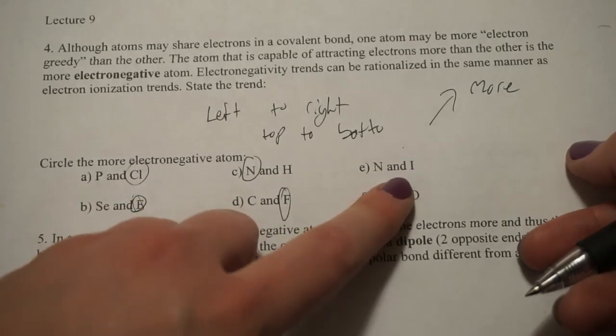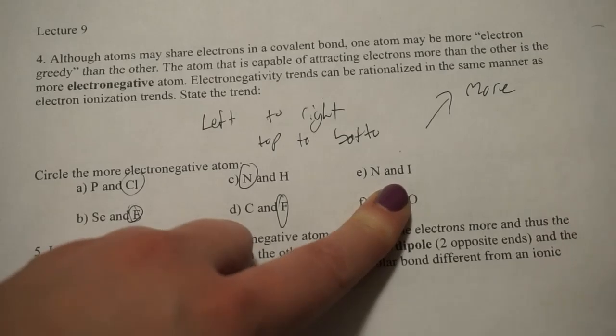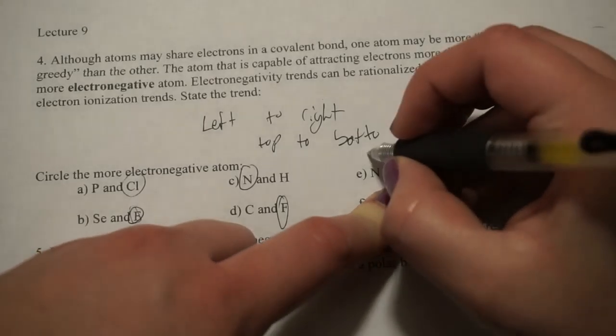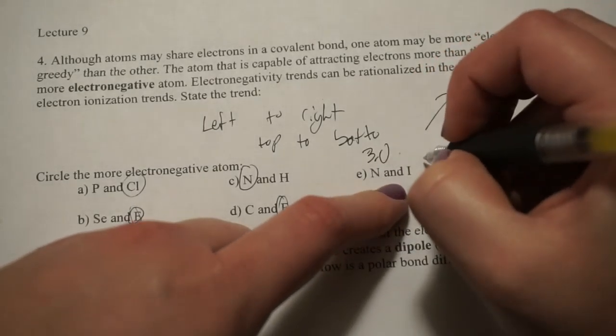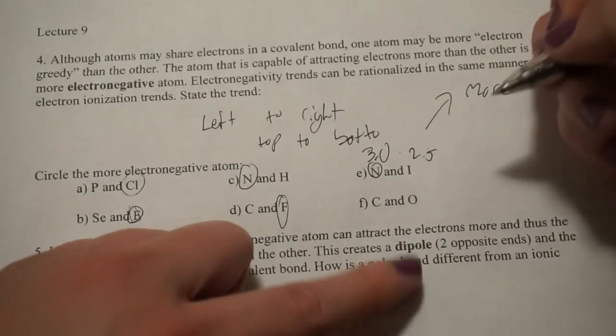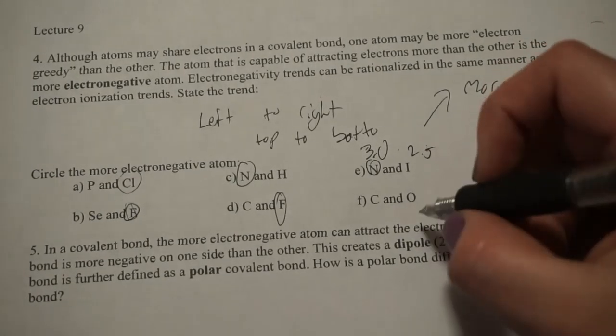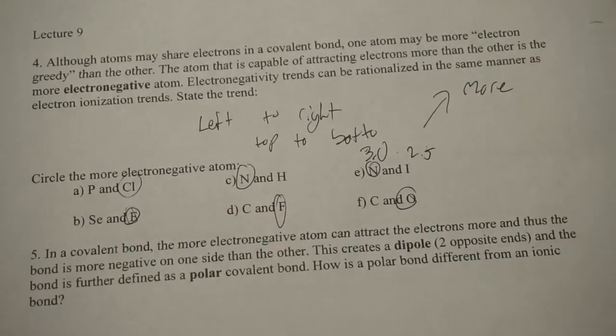On this one you have to look up the value for, so nitrogen and iodine. Nitrogen is 3.0 and iodine is 2.5, so nitrogen wins. And carbon and oxygen, oxygen will win because it is more electronegative. It's farther up to the right.